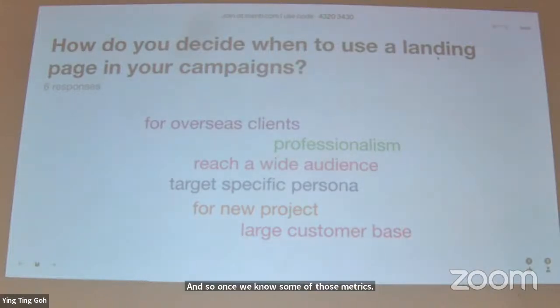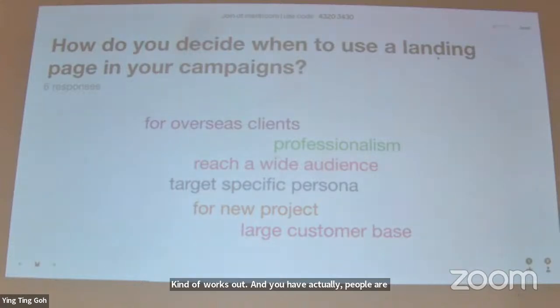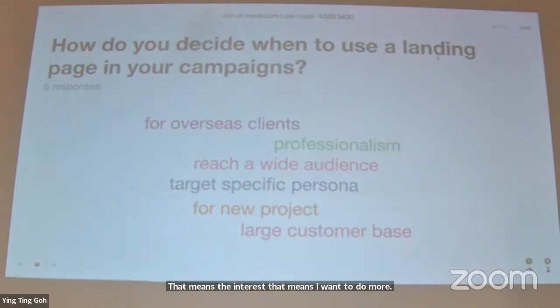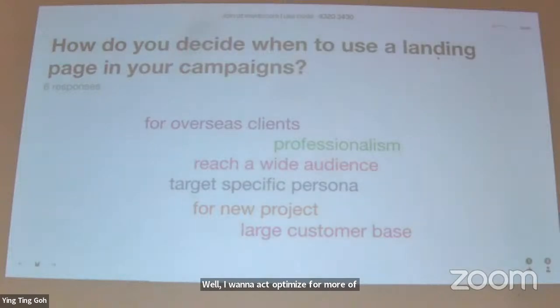And so once we know some of those metrics, it kind of works out. You may find, okay, actually people are reading, but how come they're not taking action? Should I change something? Or, actually people are on my page and they're taking action. That means they're interested. That means I want to do more of this, or I want to optimize for more of these actions. But if nothing is happening, consider asking yourself, have enough people visited the landing page?